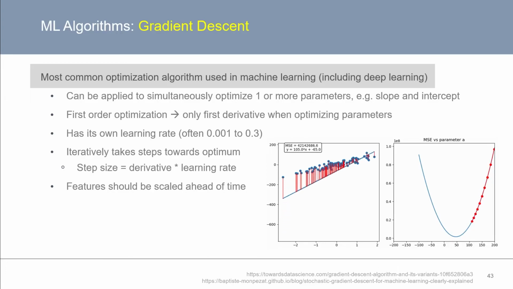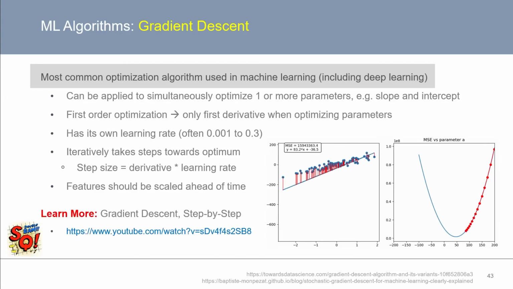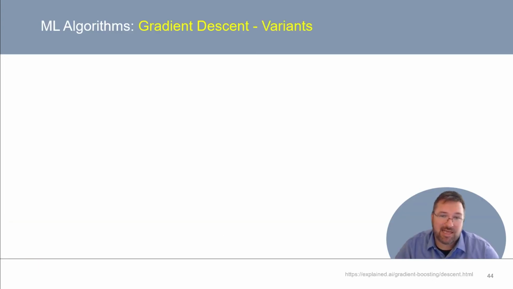Of note, as mentioned in part 3b of this video series, in order for gradient descent to work effectively, all features in the data should have been scaled ahead of time. Hopefully this gives you some quick intuition for how gradient descent works. But if you want to understand it in detail, make sure to check out this great video on the StatQuest YouTube channel. While we're on the topic of gradient descent, it's useful to mention some of the major variants of this optimization algorithm.